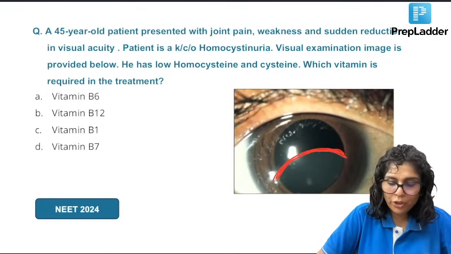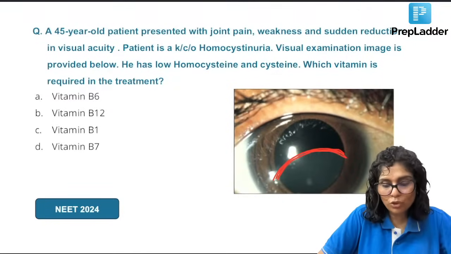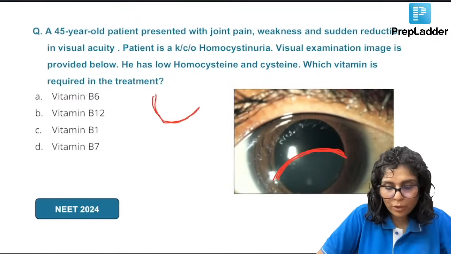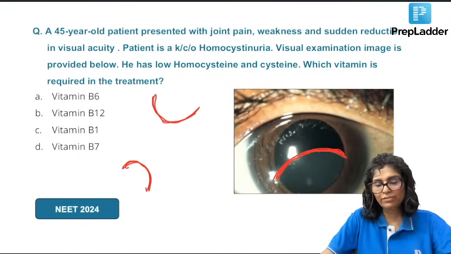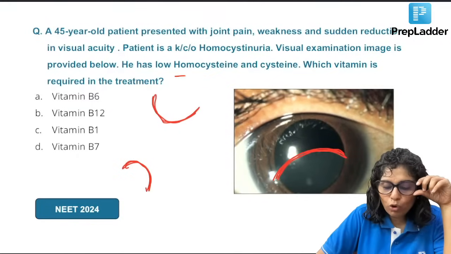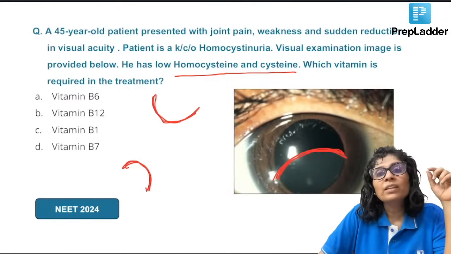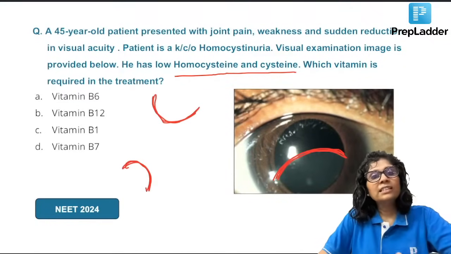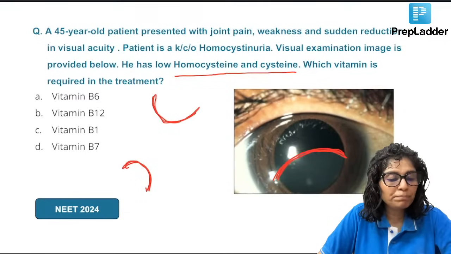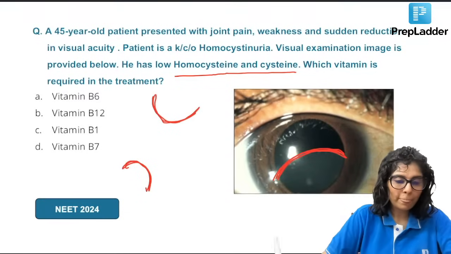Do you remember Marfan syndrome? Supratemporal dislocation of lens in Marfan, and in homocystinuria, infranasal dislocation of lens. He has low cysteine. If you see low cysteine, which type is it? It is type 1. Type 1 responds to which vitamin? B6 administration. Good.